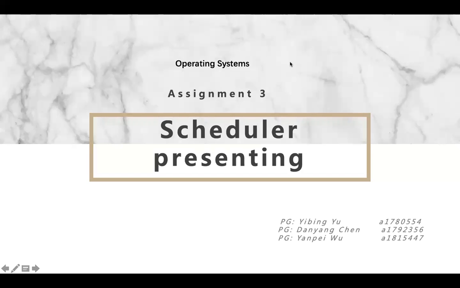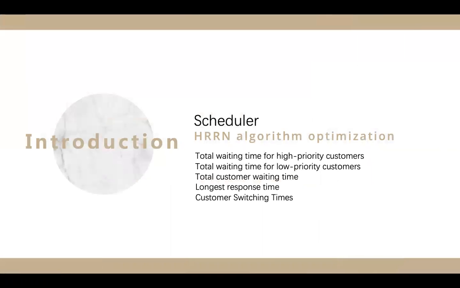Hello everyone, today we are going to talk about the operating system assignment 3, which is a scheduler made by our group. First of all, let me introduce the HRN system. The highest response ratio priority scheduling algorithm is mainly used for job scheduling. The algorithm is a balance between the FCFS scheduling algorithm and the SJF. We'll consider the waiting time and estimated running time of each job.